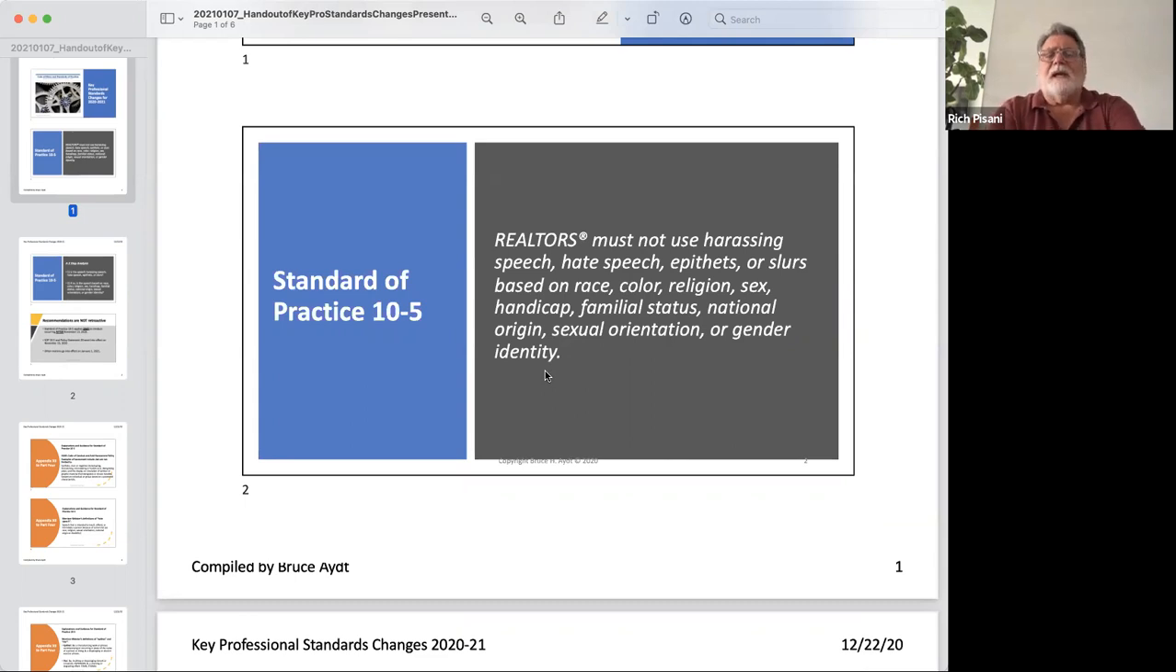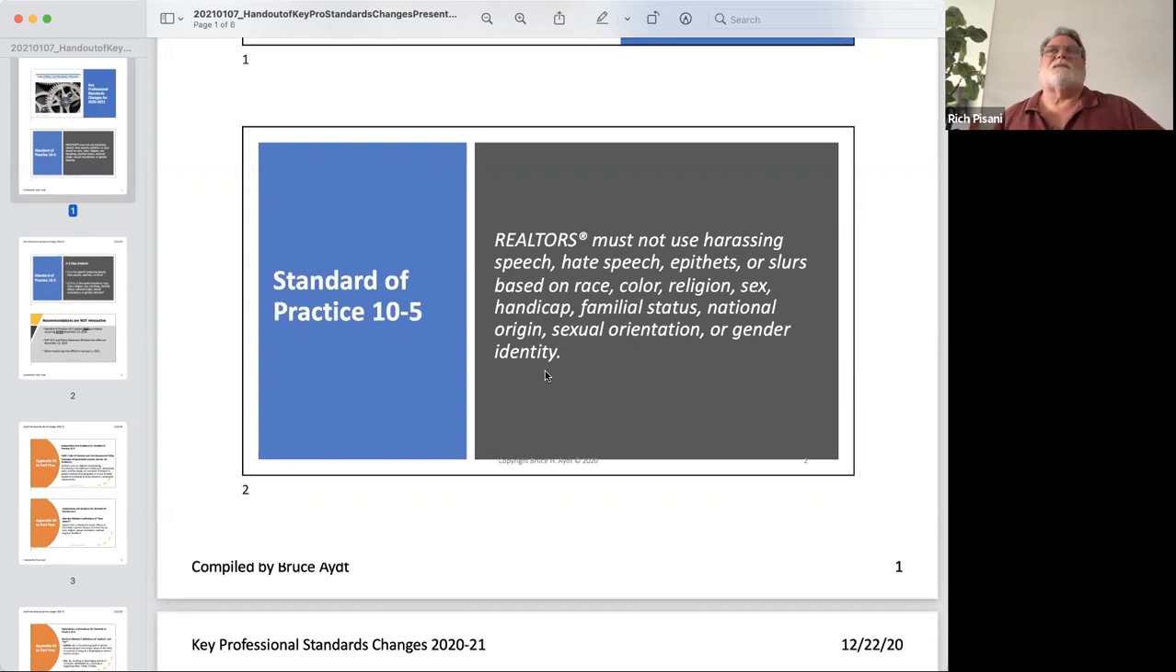Standard of practice 10.5 is that realtors must not use harassing speech, hate speech, epithets, or slurs based on race, color, religion, sex, handicap, familial status, national origin, sexual orientation, or gender identity. These are federally protected classes that we cannot discriminate against. And realtors must not use harassing speech, hate speech, epithets, or slurs.